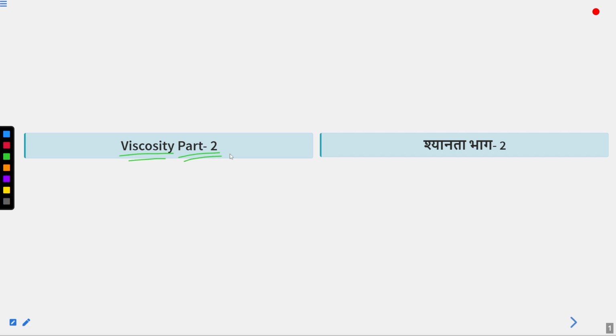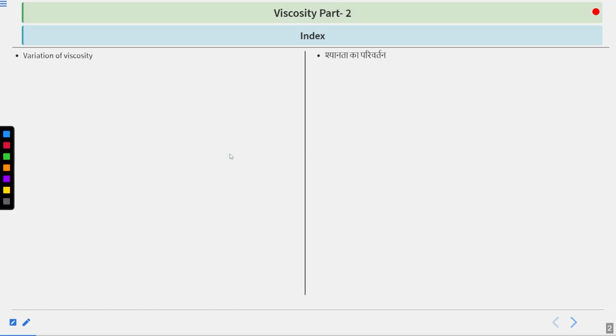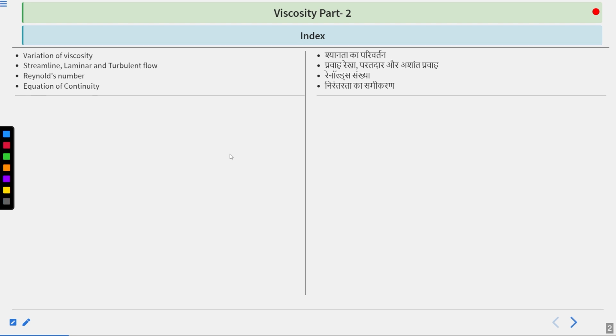In this lecture we will take the discussion points as variation of viscosity, streamline, laminar and turbulent flow, Reynolds number, equation of continuity. Okay, we are going to discuss on this: variation of viscosity, streamline, laminar and turbulent flow, Reynolds number, equation of continuity.